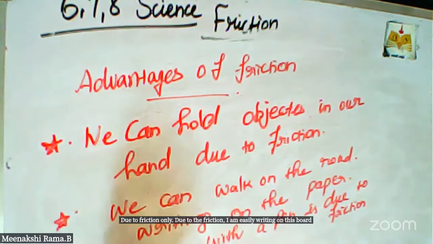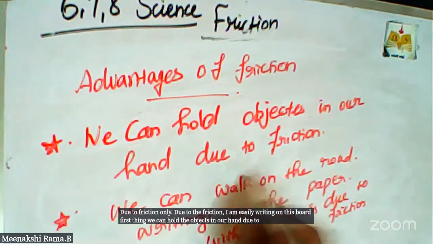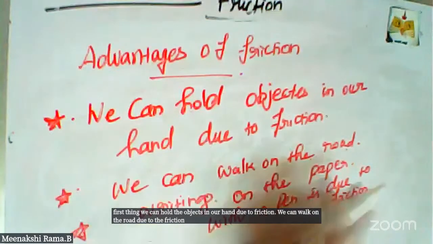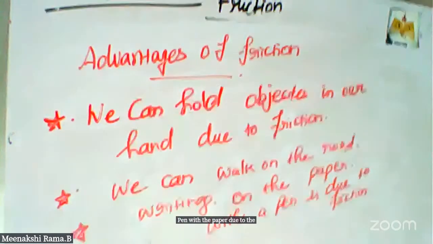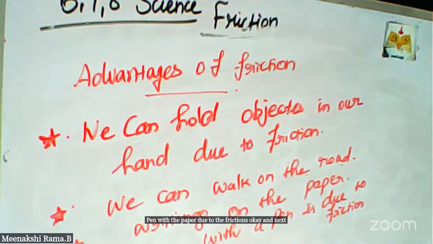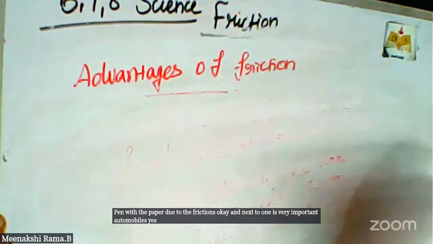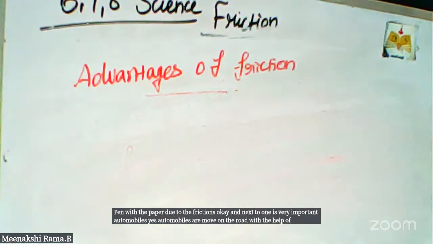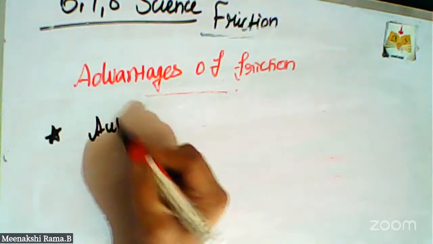First thing, we can hold objects in our hand due to friction. We can walk on the road due to friction. We can write with a pen on paper due to friction. Okay. And the next one is very important: automobiles. Yes, automobiles move on the road with the help of friction only. That is the important concept.